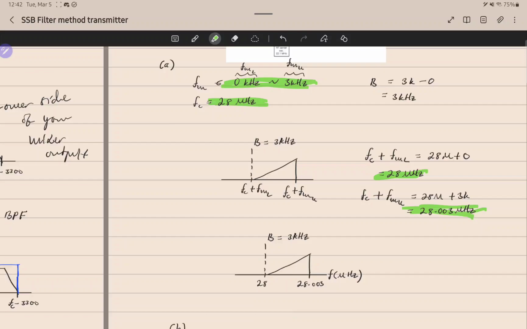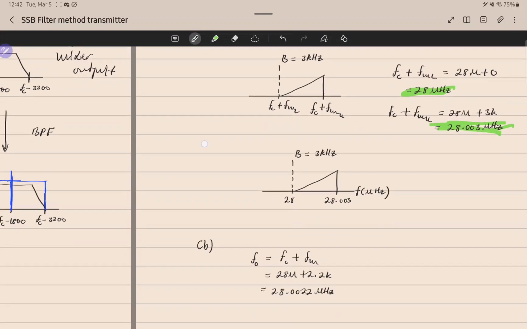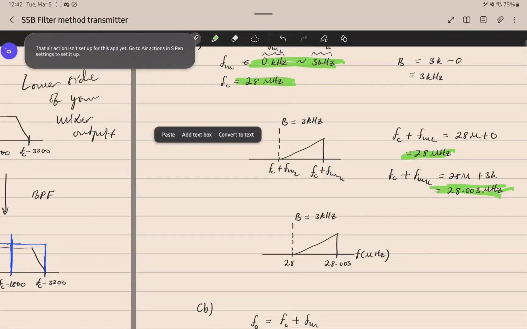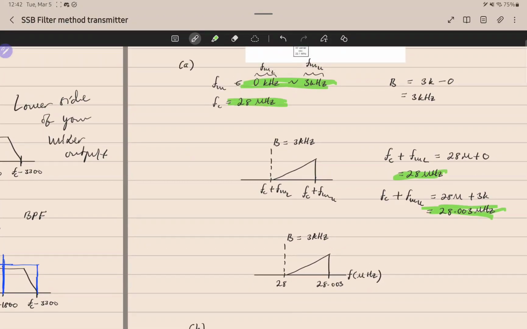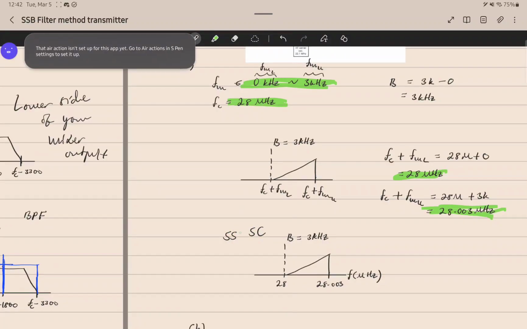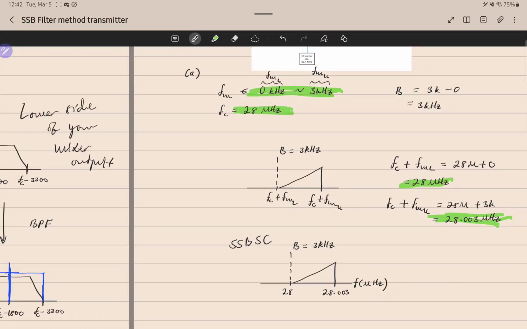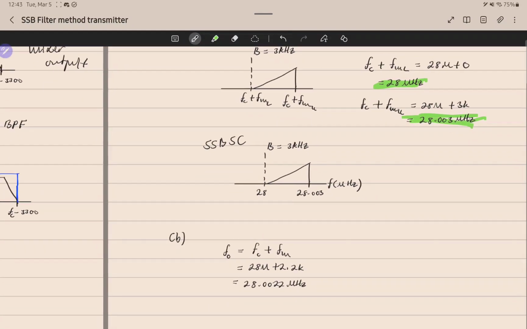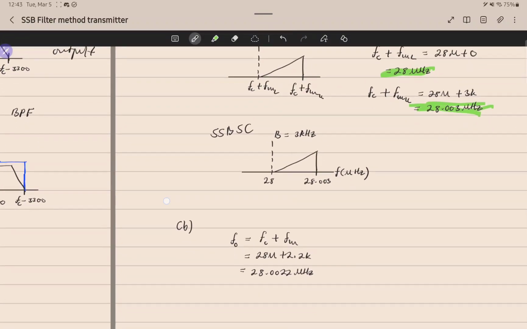So right after the BPF, you just end up with what you just saw, except that since this doesn't have that summer in it, the type of signal that you're going to get is SSBSC, suppressed carrier, because you didn't reinsert the local oscillator, that carrier signal, back into your mixer output. So that's about it.